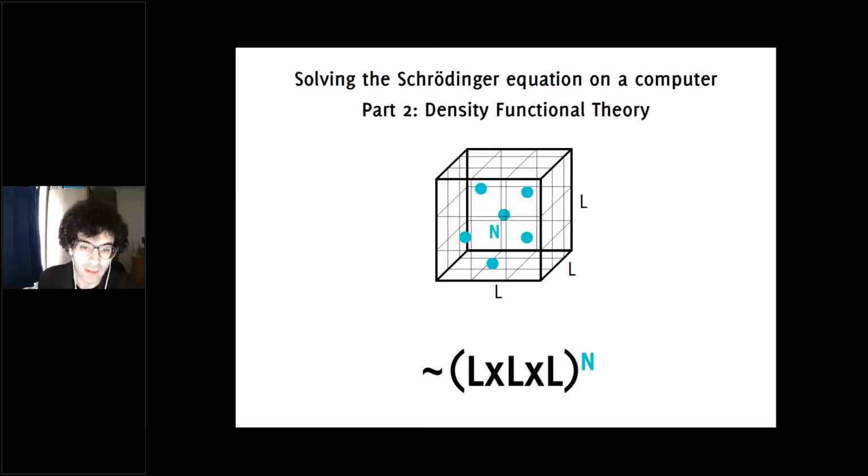Now the problem is that suppose that you have to describe how n electrons fit in this cube. How many numbers are you going to need? What you're going to need, actually, is L times L times L, so L cubed, to the nth power. And this is a consequence of the way that quantum mechanics works.